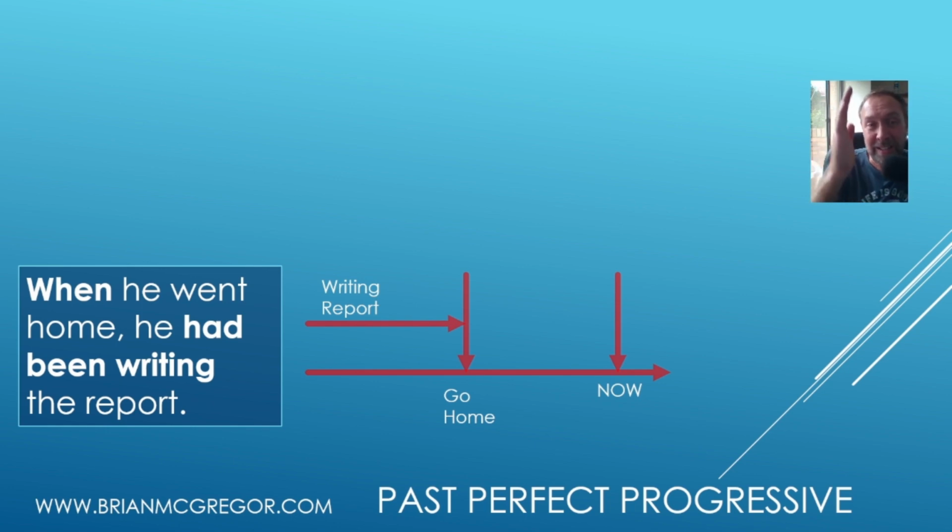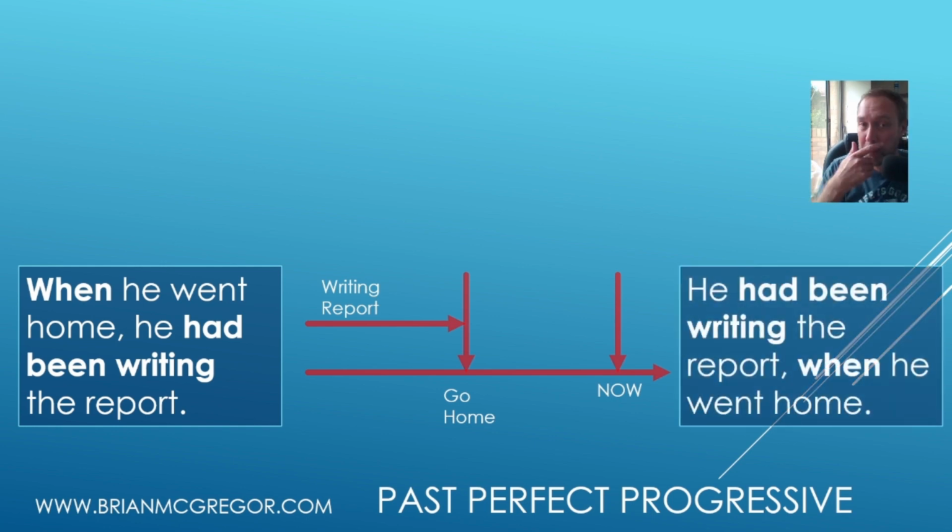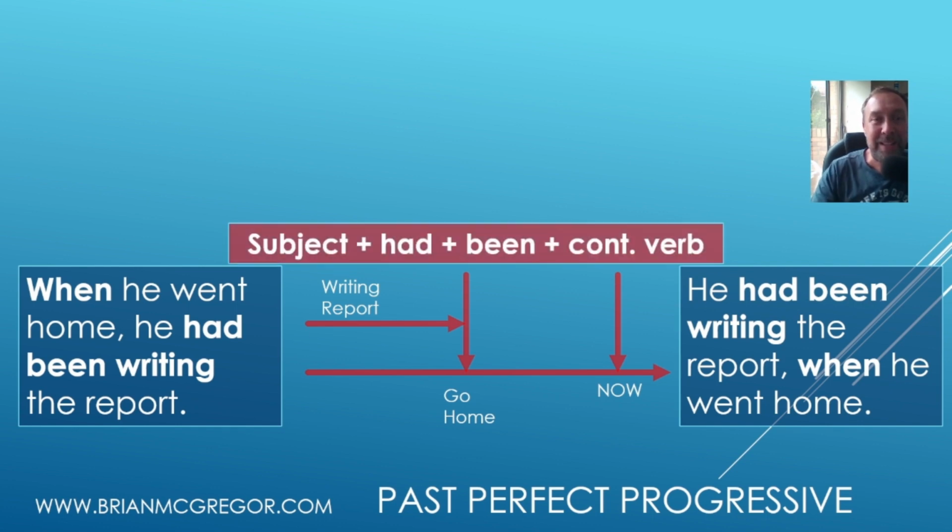So we use when, saying it's like the time reference for going home, and what was progressing before that. And similar to the example we saw before, we can say this, switching it around, and it means exactly the same thing. He had been writing the report when he went home. The two sentences, although they've been swapped around, they are the same. So the format is subject, had, been, and then the continuous of the verb. In this case, writing.